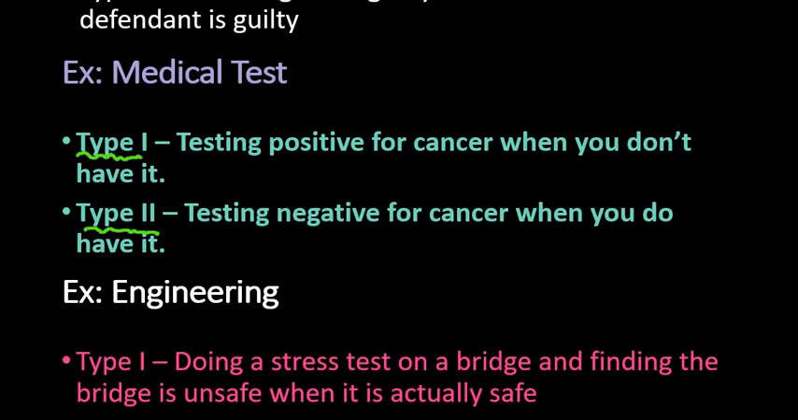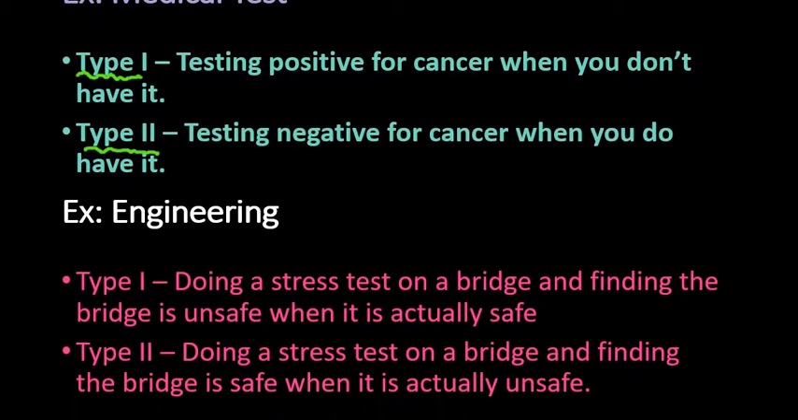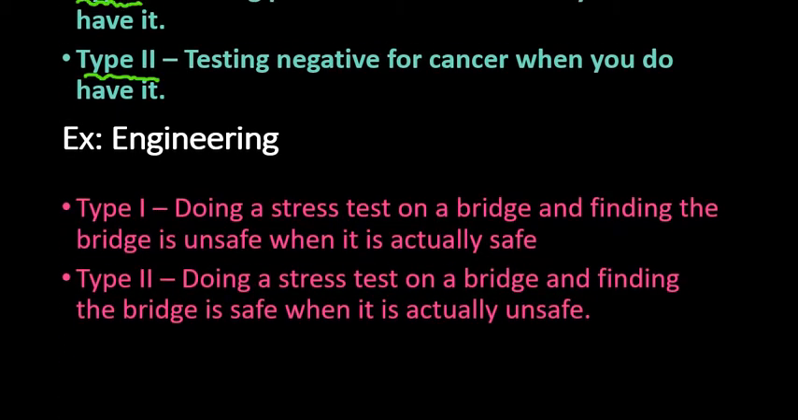The last scenario that I usually go over with my students to try to get them to understand the difference between type 1 and type 2 errors is engineering. In engineering, they do stress testing on bridges to make sure that they are safe. A type 1 error would be doing a stress test on a bridge, and after you did the stress test, you found that the bridge wasn't safe.